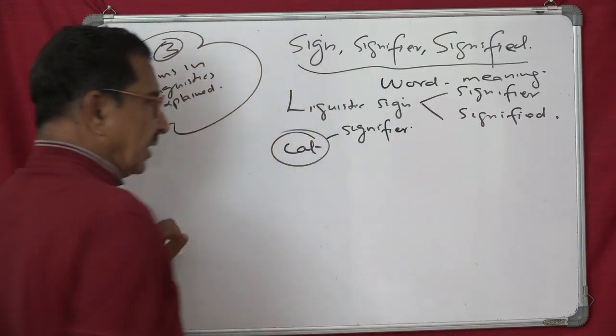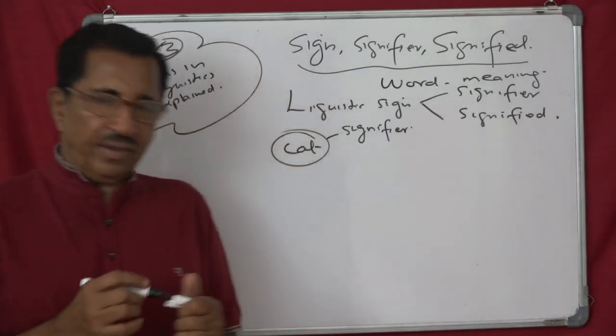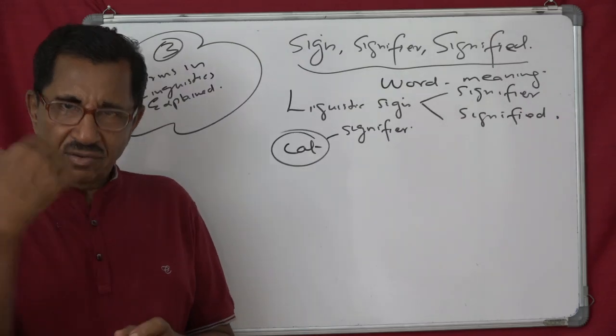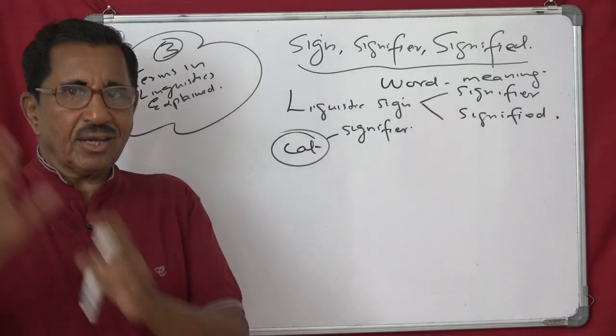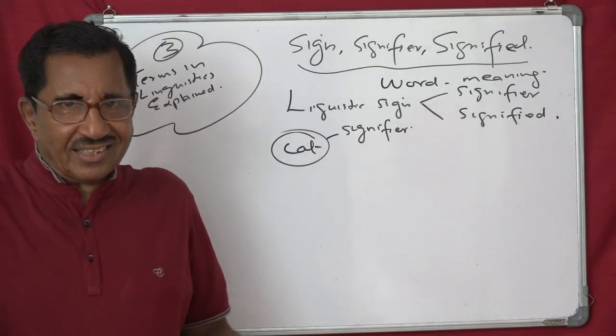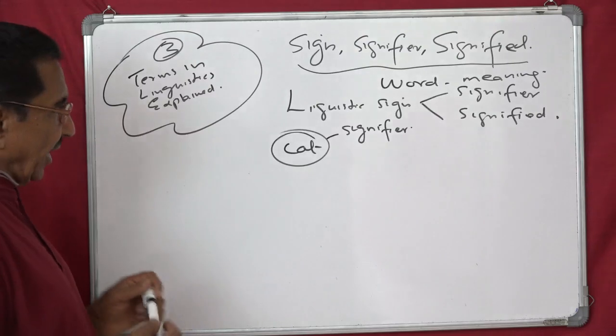For example, a traffic light, it is a signifier. And then you give a meaning to that. If it is green, you say okay. If it is red, you say no. That's all. And then signified is the meaning.